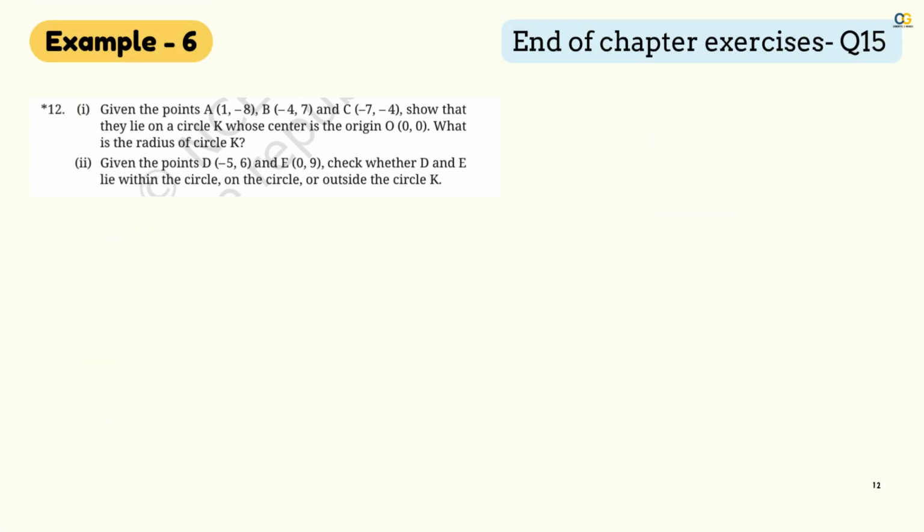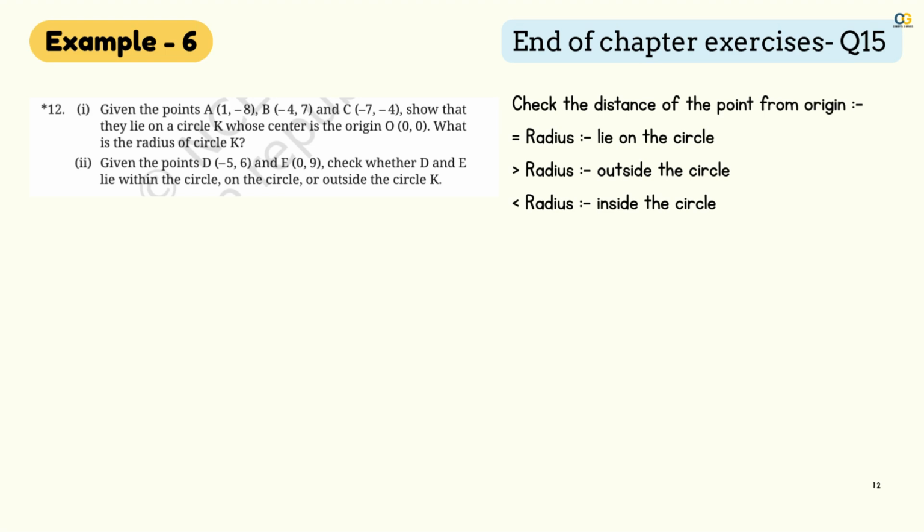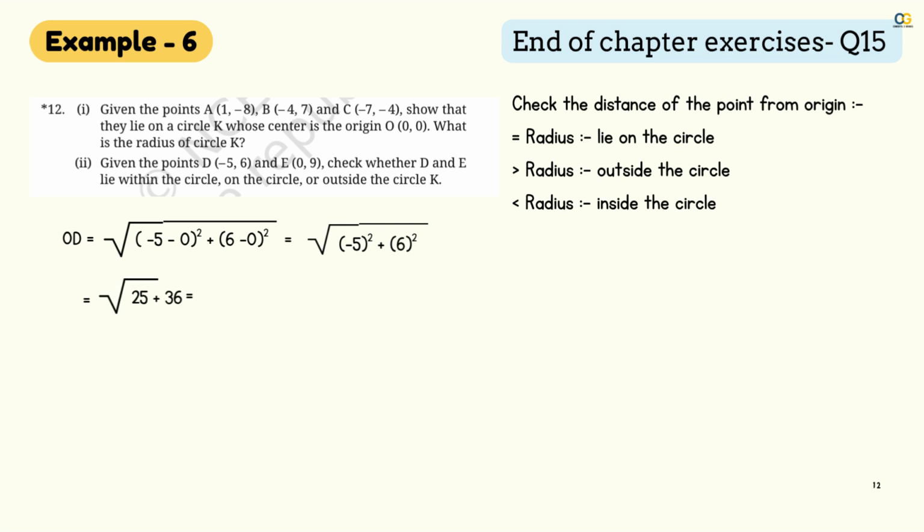Now to solve the second part of the question, we will check the distance of the point from the origin. If it is equal to the radius, then it will lie on the circle. If it is more than the radius, it will lie outside the circle. And if it is less than the radius, it will lie inside the circle. So again, distance OD is given by square root of (minus 5 minus 0) whole square plus (6 minus 0) whole square, which is equal to minus 5 square plus 6 square, which is root over 25 plus 36, which is equal to root over 61, which is 7.81 units.